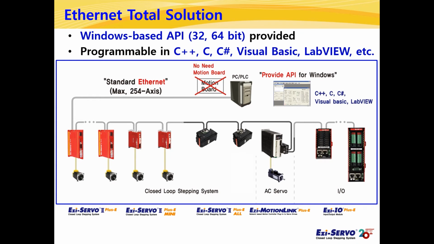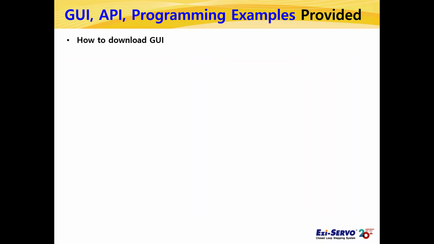Since FASTECH basically provides Windows-based API for Ethernet products, customers can select development languages like C++, C, C#, Visual Basic, LabVIEW, etc. for programming. In addition to the API, GUI software is also provided and can be downloaded for free from the FASTECH web page. As mentioned earlier, FASTECH provides GUI software, Ezi-Motion Plus-E, an API for Windows free of charge. First of all, the GUI software can be downloaded for free from the website.